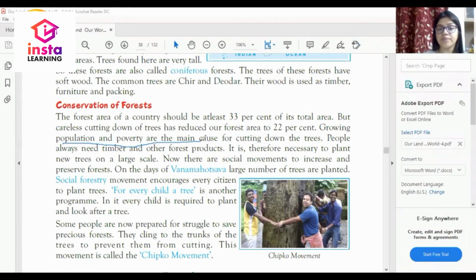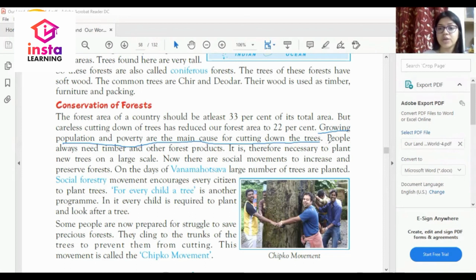So growing population and poverty are the main cause for cutting down the trees. This is a very important question. What is the main cause for cutting down the trees? So the answer is growing population and poverty are the main cause for cutting down the trees.